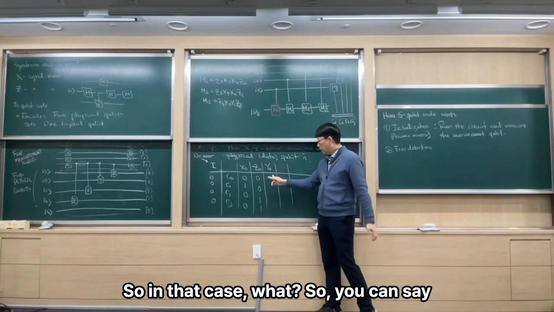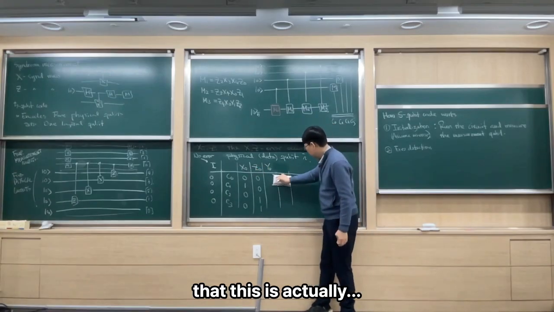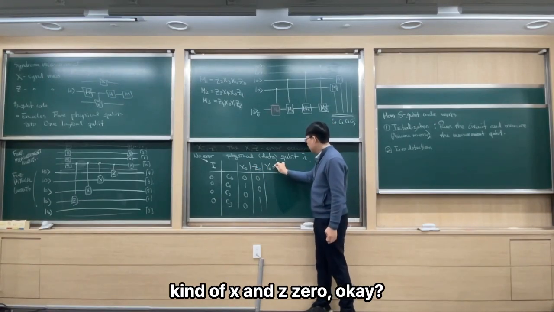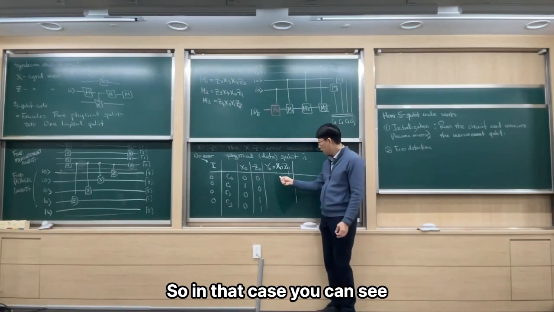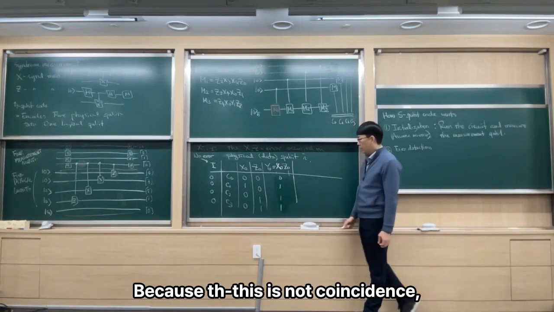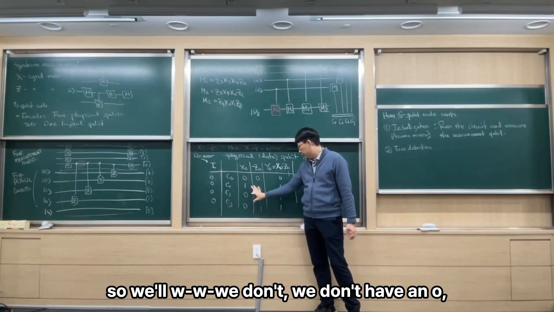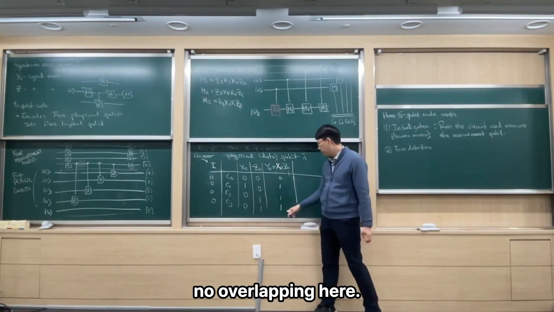So in that case, what? So you can say that this is actually, let me write more, so kind of X and Z0. Okay. So in that case, you can see that it's 1, 1, 1, right? Because this is not coincidence. So we don't have any overlapping here.